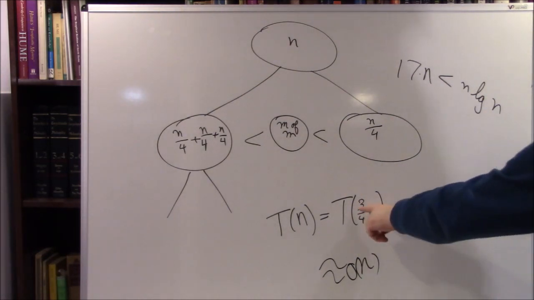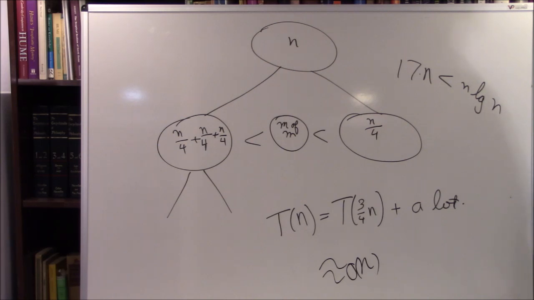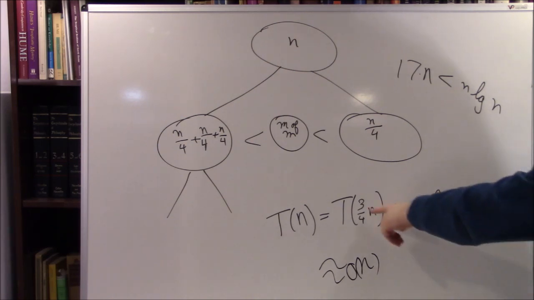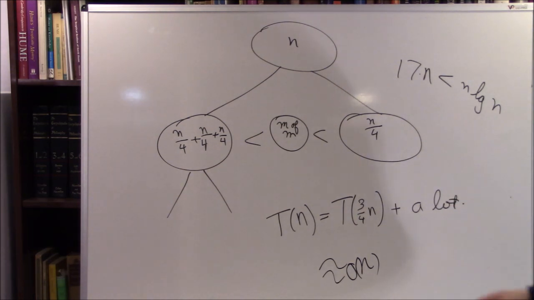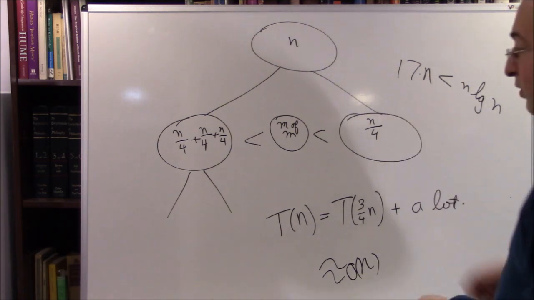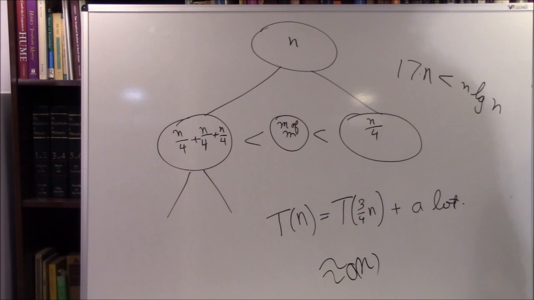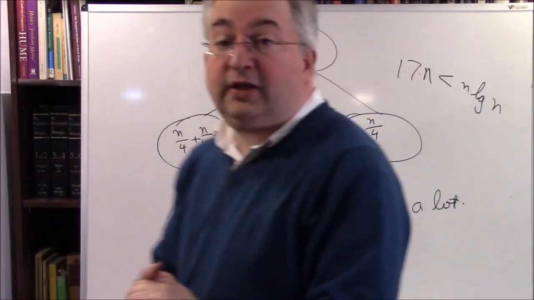In the book it says 7n over 10 instead of 3n over 4. They're a little bit more exact than I was. I was just trying to show you the intuition of how it works. But obviously they're correct and I am wrong. Okay, so that's the end of chapter 9.